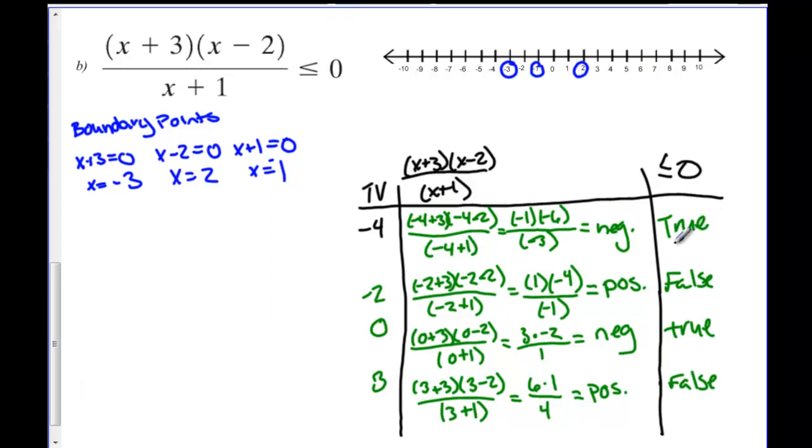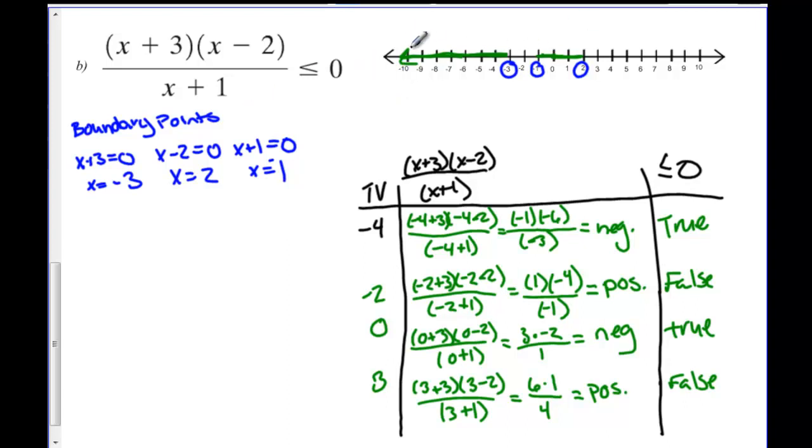All right, so this one's a tiny bit trickier. Now for the marking part: negative 4 was true, so we know back here is true. And then 0 was true, so 0 is here, which means it's between these two boundary points. We're only marking the trues.